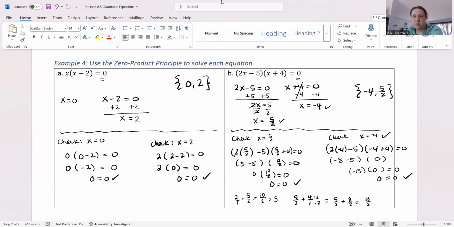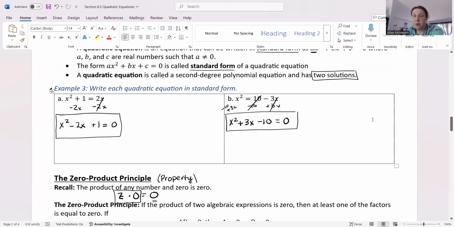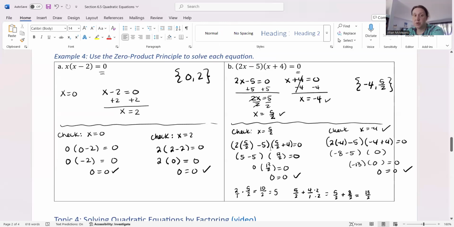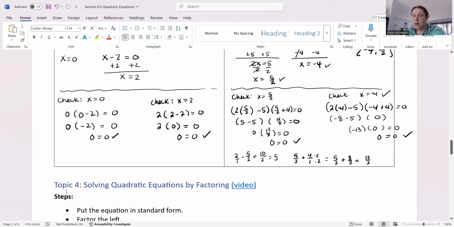First, make sure you know how to put your equations in standard form. And again, for us, make sure the squared term stays positive. It'll make it easier on you, I promise. And then make sure you know how to apply the zero product principle. In the next video, we're going to learn how to solve quadratic equations by factoring.